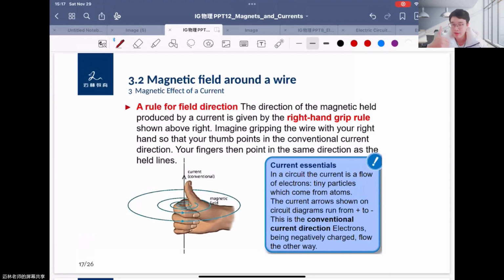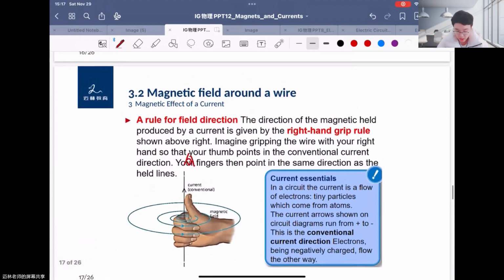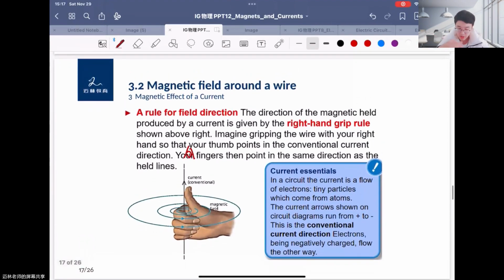From a bird's-eye view, the magnetic field rotates in an anti-clockwise direction. So this is how to find the direction of the magnetic field. We call this rule the right hand grip rule. Just grip the rod like this: your thumb means the current, and your four other fingers represent the direction of the magnetic field.